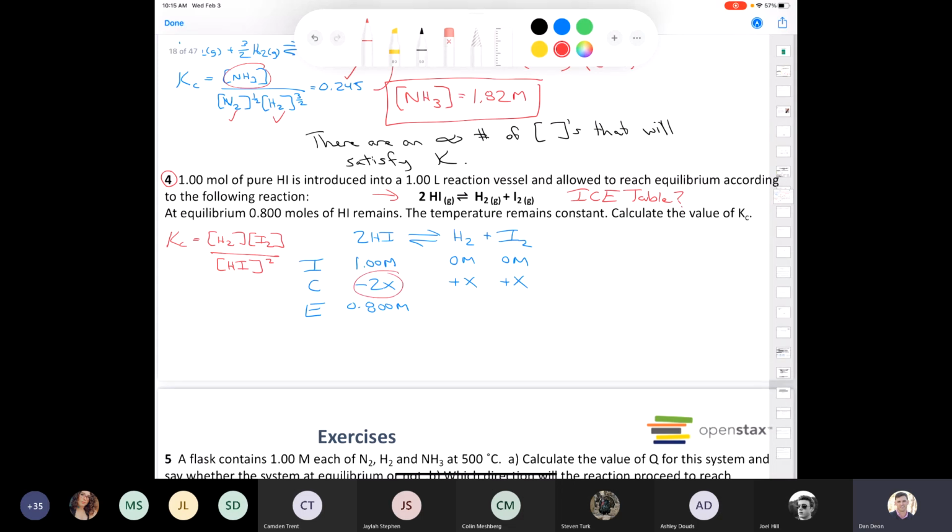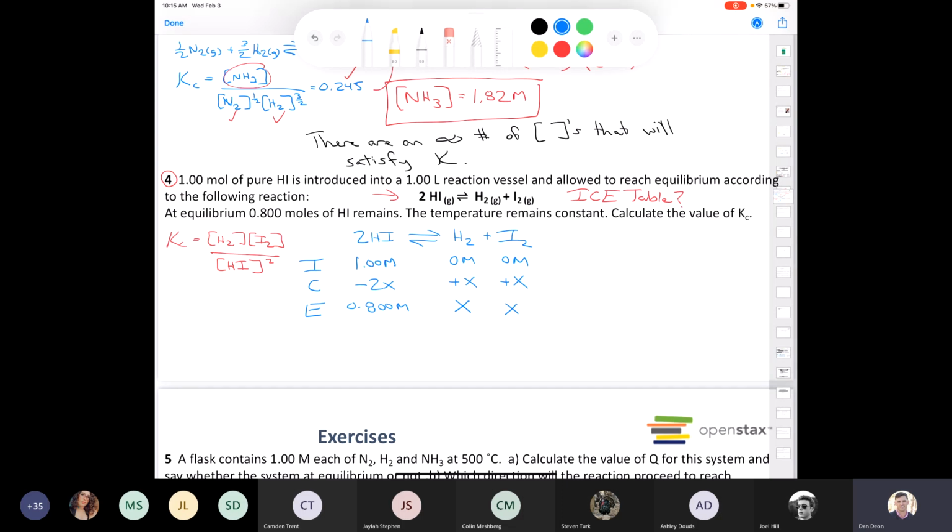So if I lose 2x, that means I'm going to gain 1x here, and I'm going to gain 1x here. Again, that's based on the stoichiometric coefficients. I've said it like 3 times, but I want to make sure you follow me. So if you have 0 plus x, what does that give you? That means that at equilibrium, you're going to have an x concentration of H2, and you're going to have an x concentration of I2, like that.